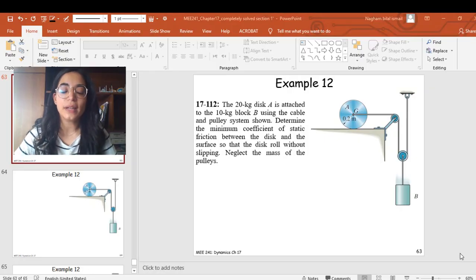Good morning, guys, and welcome back to the last solving session on chapter 17, where I chose a very important problem. Why am I saying that this is a very important problem? Because in this problem, we're going to see that we will use all the knowledge required in this course.